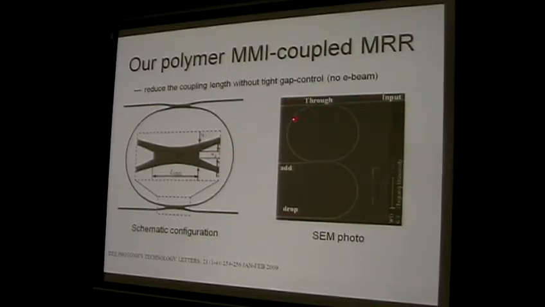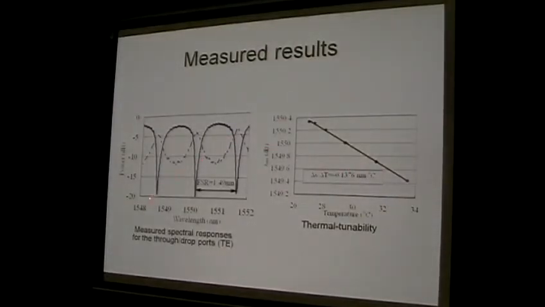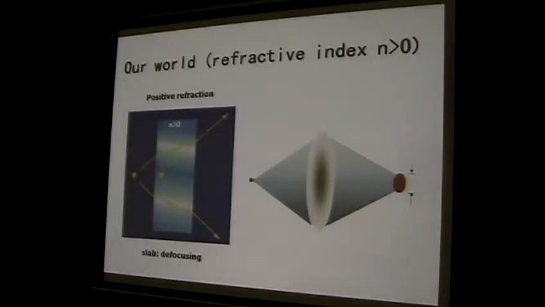And we can also make a ring resonator, using even an MMI rather than a directional coupler, and then there's no need to control the gap. Then we avoid the use of E-beam. So no need for E-beam, we can make this kind of device. And the result is pretty good. The drop channel, and we can also use the thermo-optic tunability for this kind of polymer device.